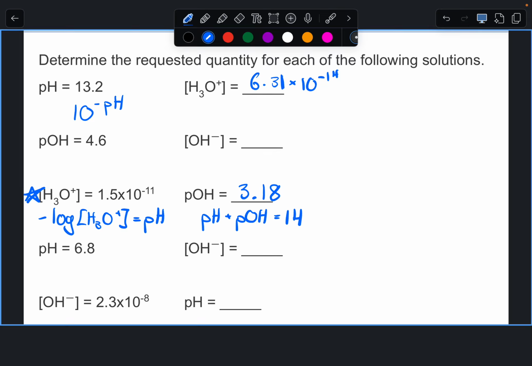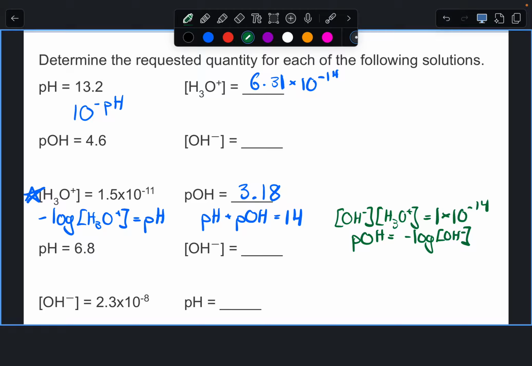The alternate way you would do it, I'll do this in a different color, would be you use OH minus times H3O plus is equal to 1 times 10 to the negative 14th. And you solve for the OH minus, and then you say pOH equals negative log of the OH minus. Okay, so I like the blue way, but you could do it the green way and get the right answer.